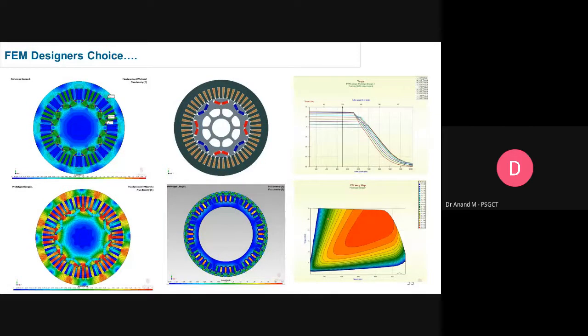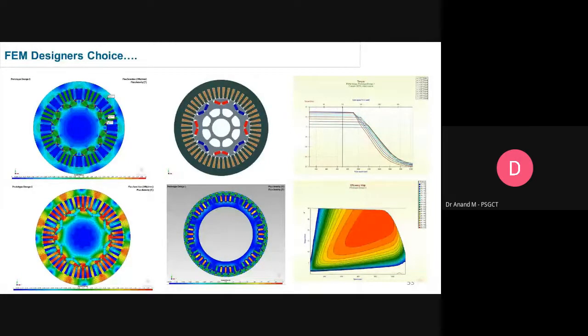So the designer's choice ultimately comes with respect to any FEM based models. The FEM models will be a right choice for selecting the appropriate design by considering all the things we have discussed so far. The electromagnetics will give you a complete picture. What will be the stator flux, the induced flux densities in the machine? What will be the flux density per pole available? What will be the current density available? What will be the efficiency available?